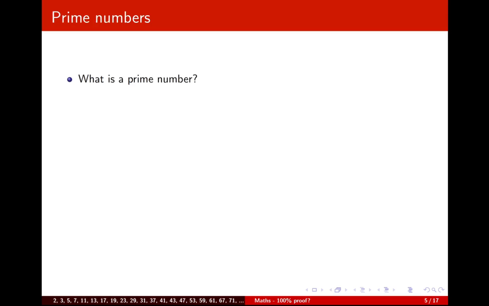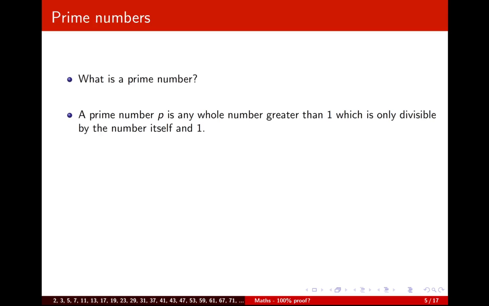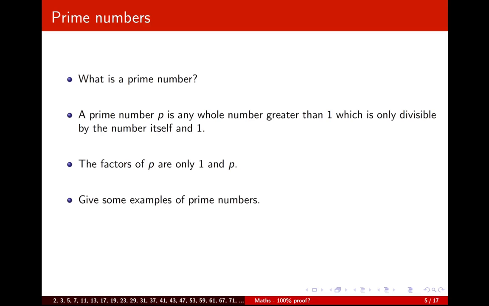What is a prime number? Well, a prime number p is any whole number greater than 1 which is only divisible by the number itself and 1. So the factors of p are only 1 and p. Can you give some examples of prime numbers? Well, these are the first few, and you will see them appearing at the bottom of the screen for all of the videos.